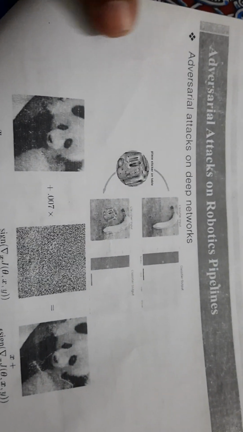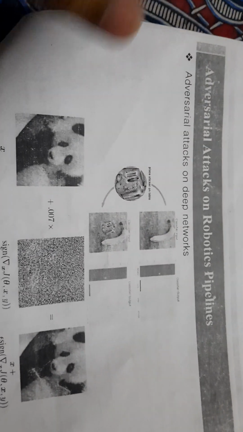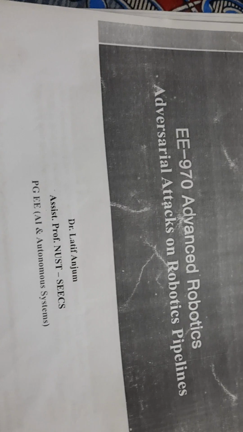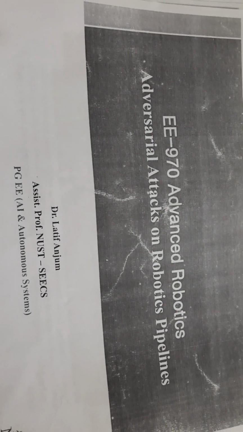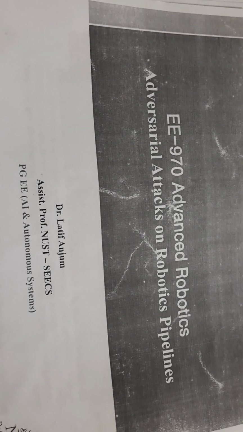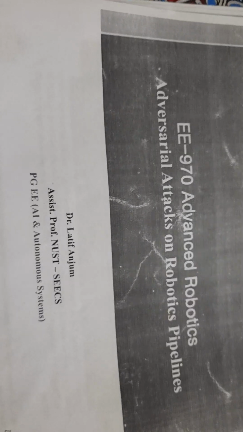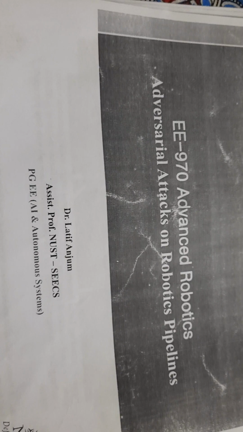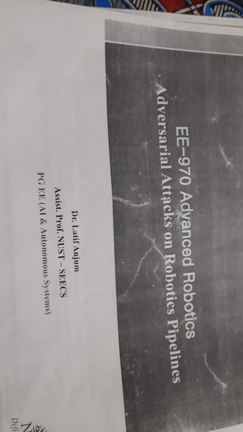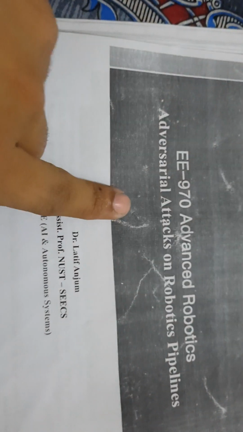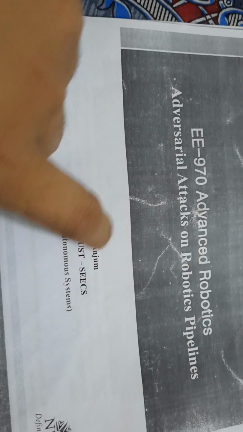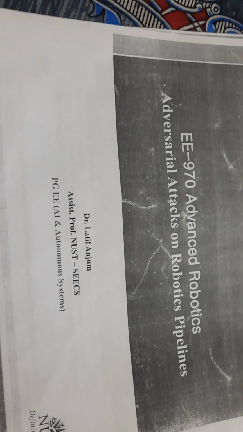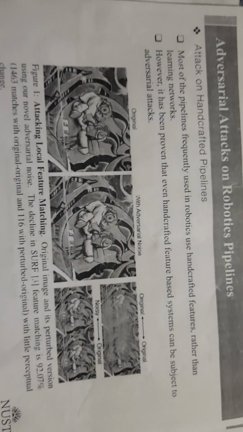So just like this, there are adversarial attacks for SLAMs as well, that will obviously result in tracking loss, or maybe loss of map positions, etc. So this is what adversarial attacks on robotic pipelines mean. These are the lecture slides I'm using to teach you this.